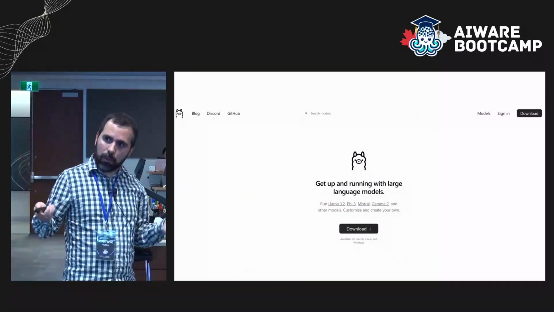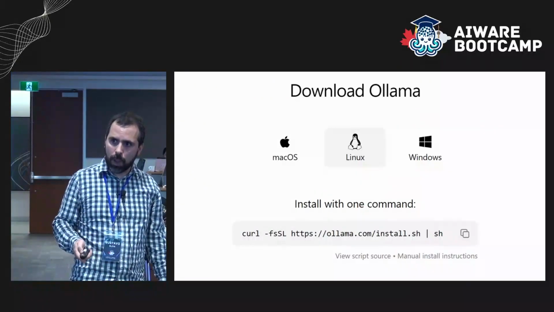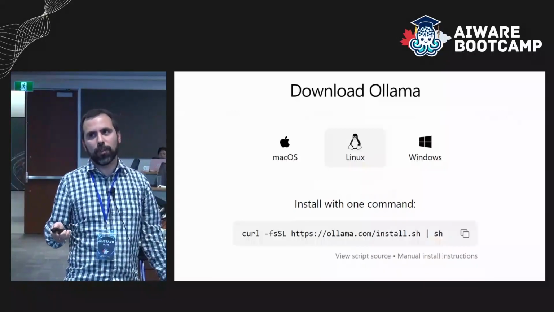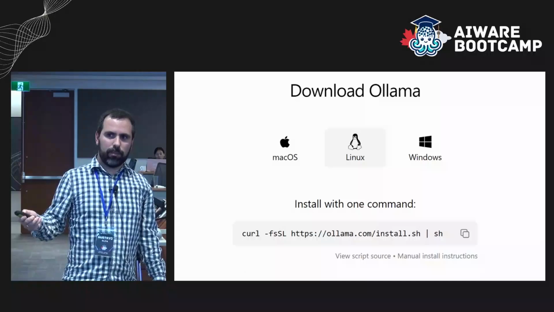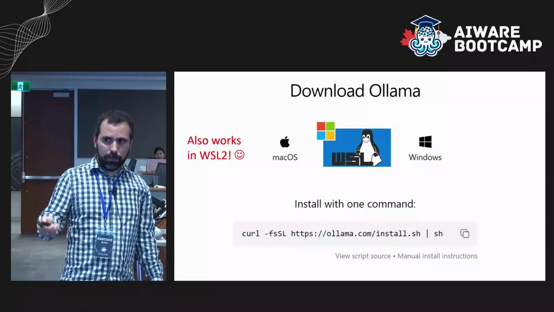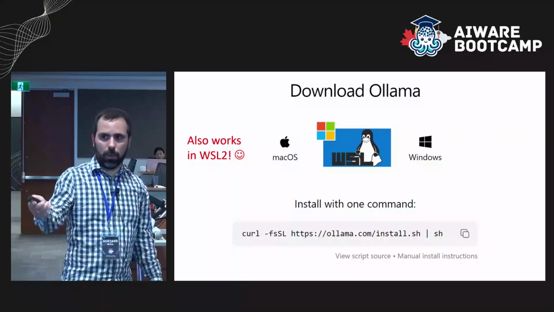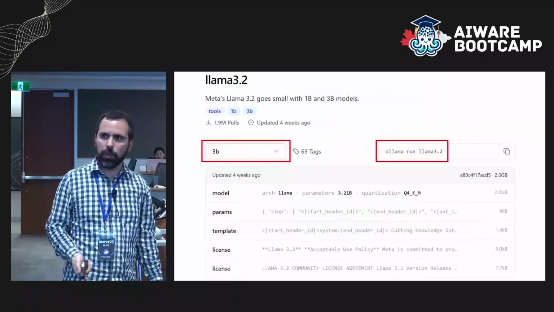And how do you do it? You first go to Ollama, then you have to install Ollama. If you're on Linux, just run a curl command and you're good. If you're on WSL, it still works beautifully. You just run curl and you have this installed. Very easy. One command, you're done.